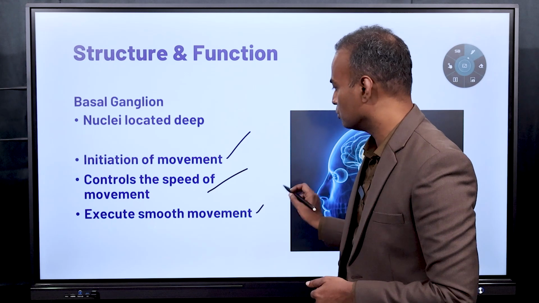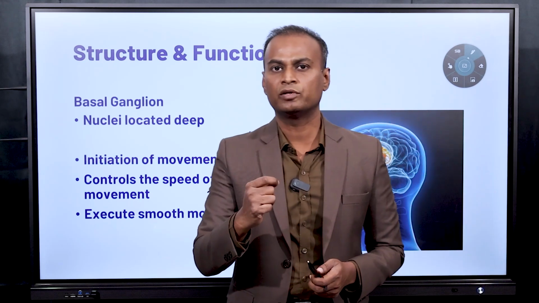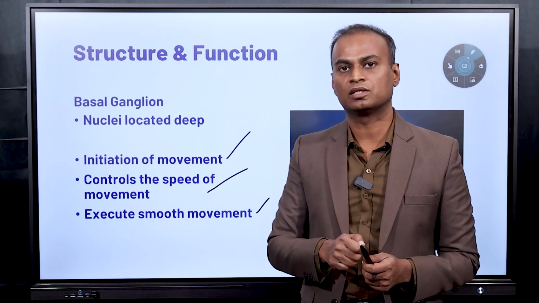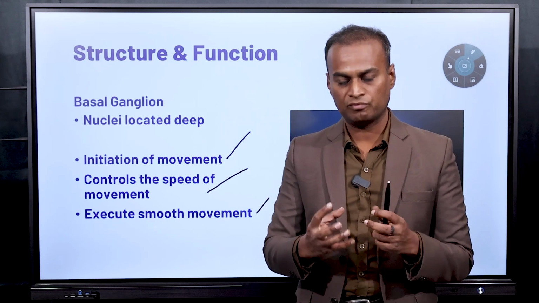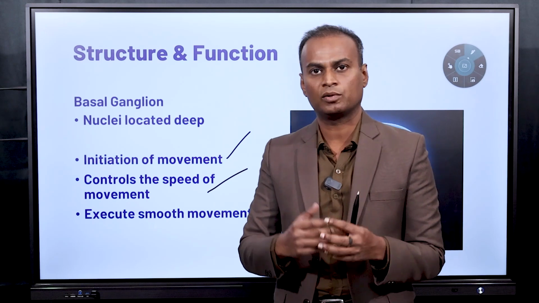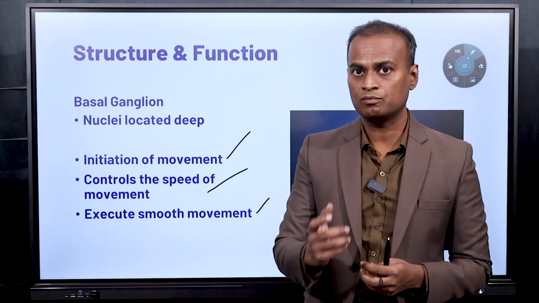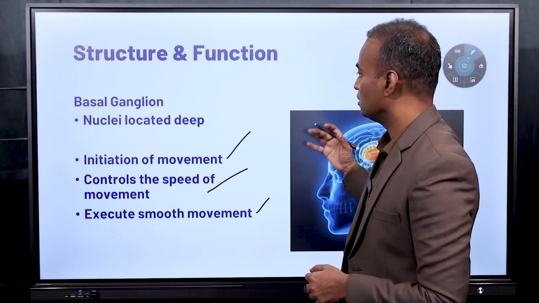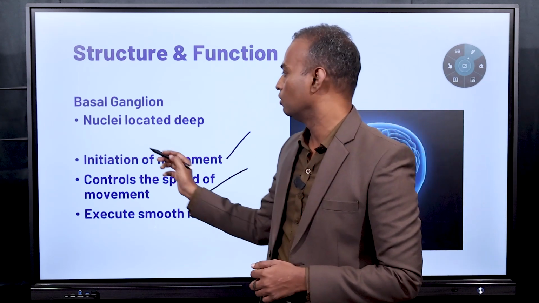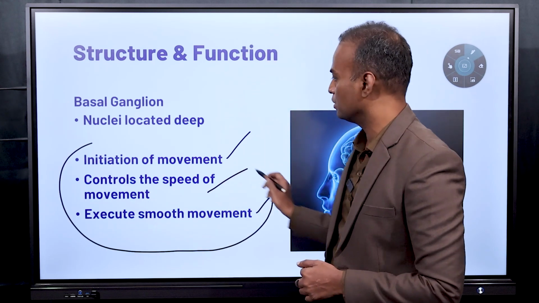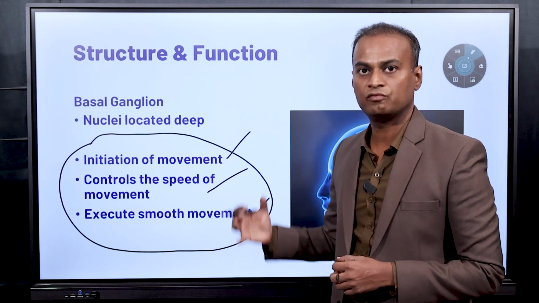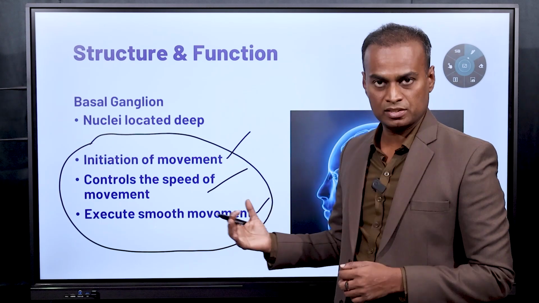And also execution of smooth movement. If I am doing fine art, like painting something, or screwing something, or doing something very fine with my fingers, those fine movements are coordinated because of this basal ganglia. When there is damage to the basal ganglia, initiation of the movements, control of the speed of the movements, and execution of smooth movements will be lost.